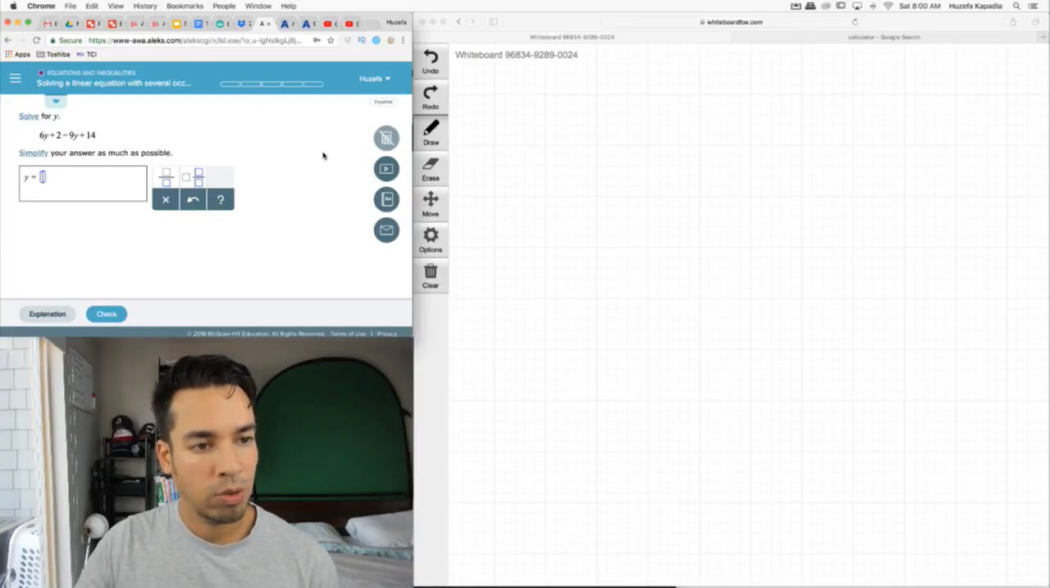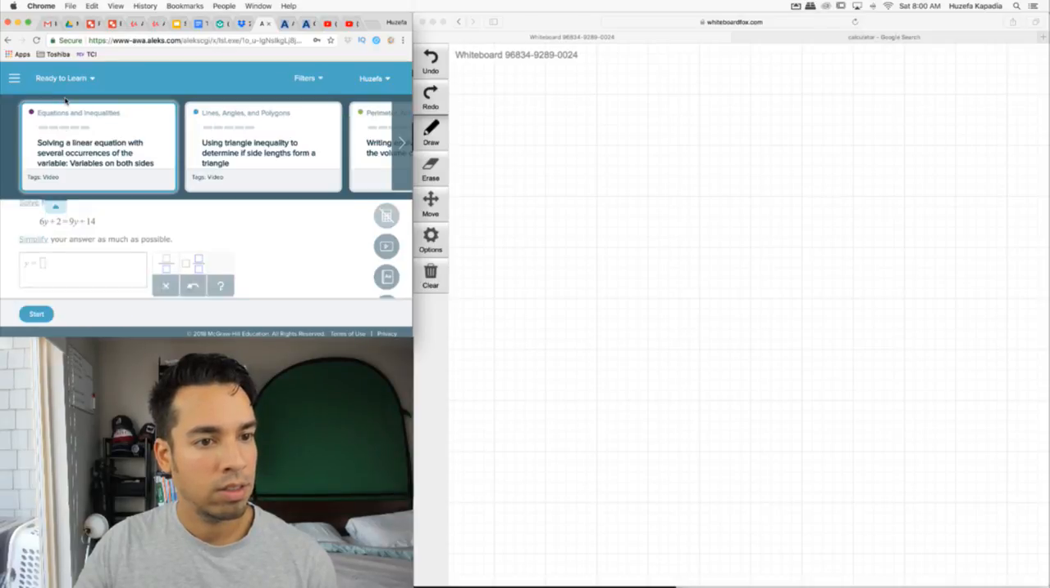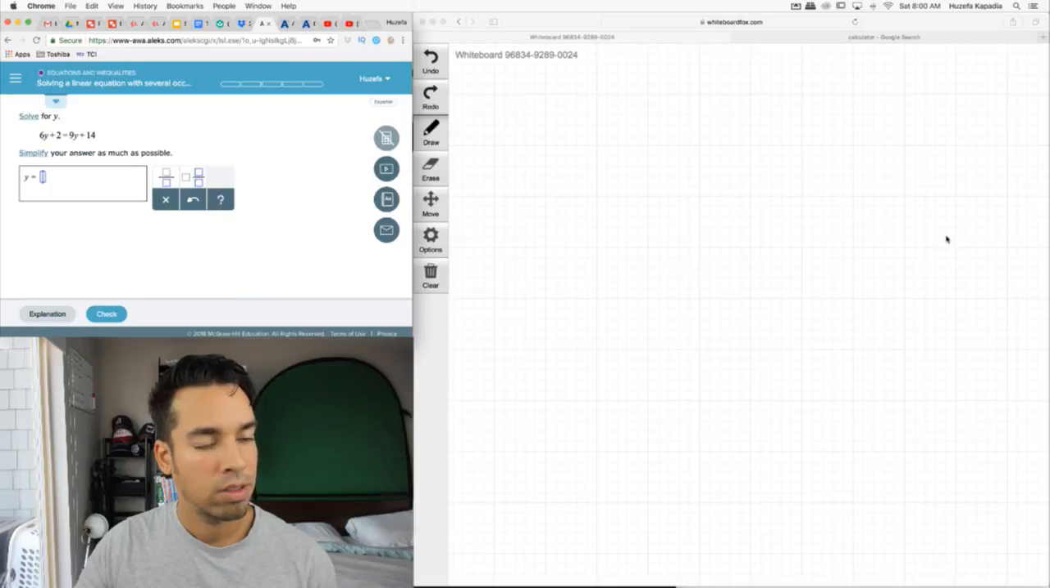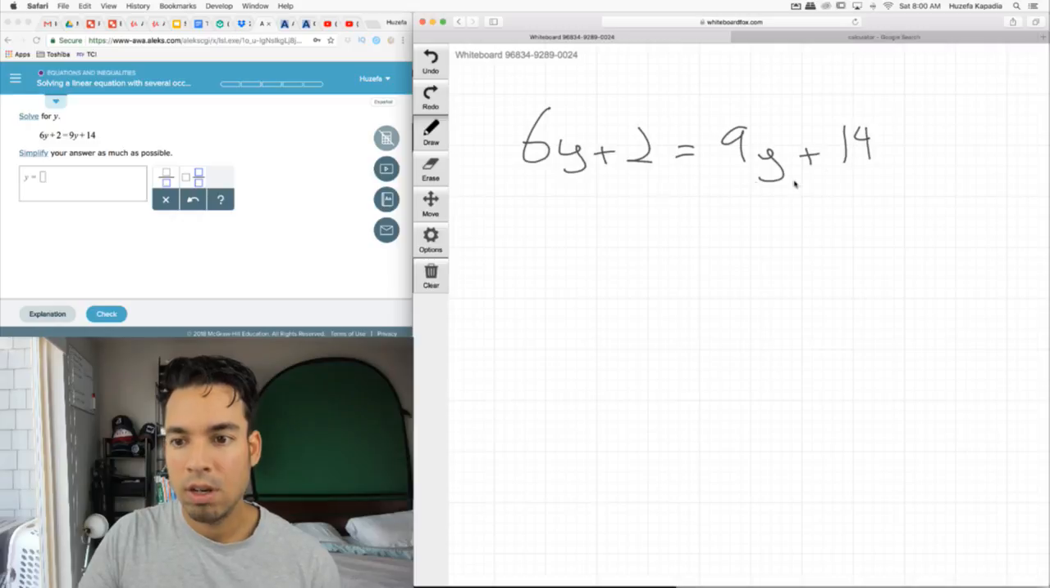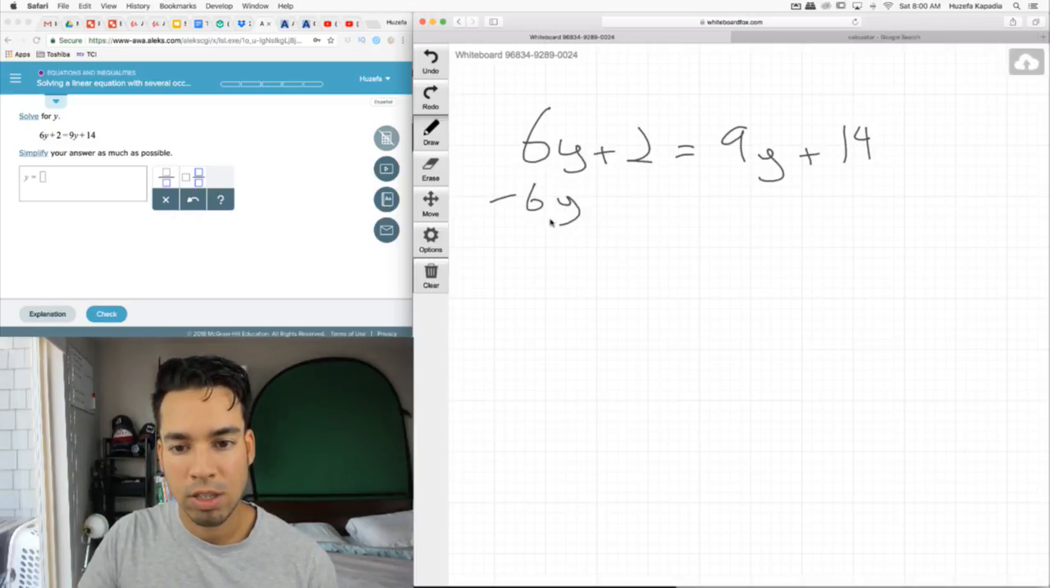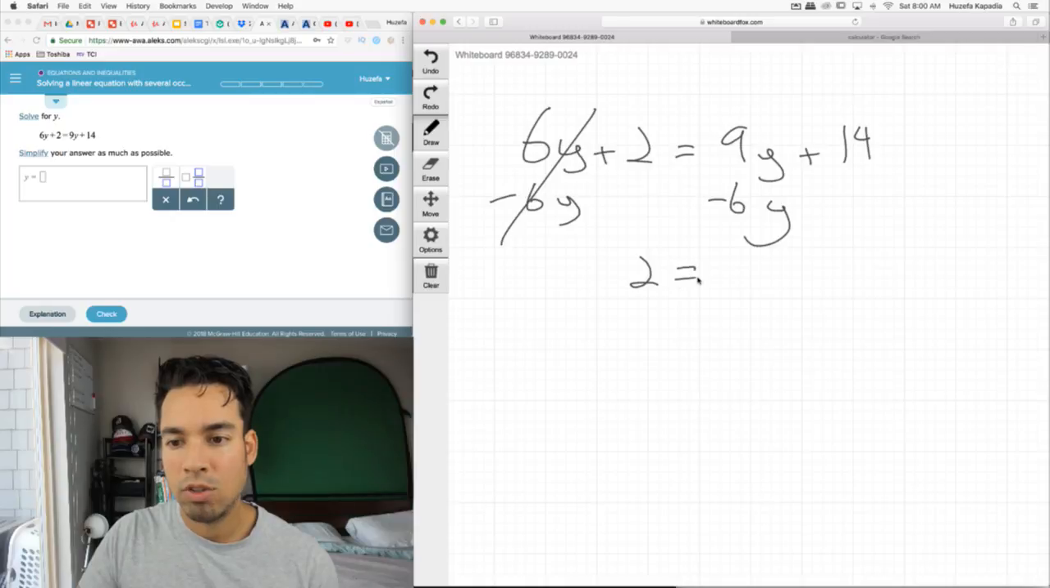Solving a linear equation with several occurrences of the variable on both sides. Here we go. 6y plus 2 equals 9y plus 14. First things first, let's get both the variables on the same side together. So I'm going to subtract 6y. I could have subtracted 9y, but I'm going to do it this way so I keep the y's positive. Then I have 2 equals 3y plus 14.